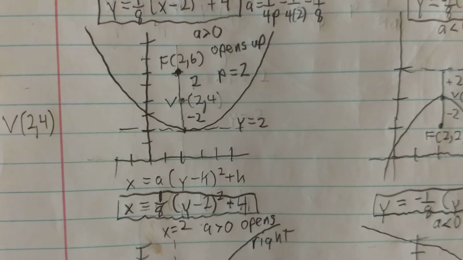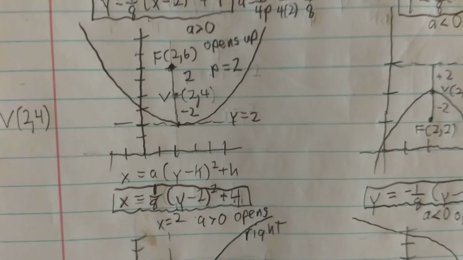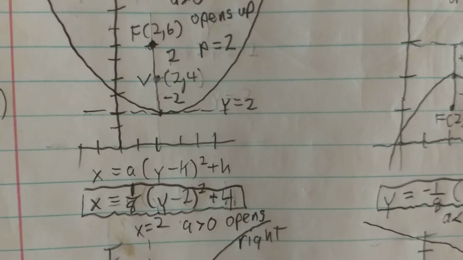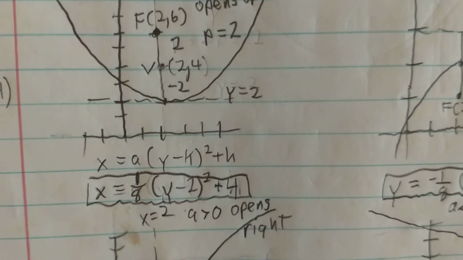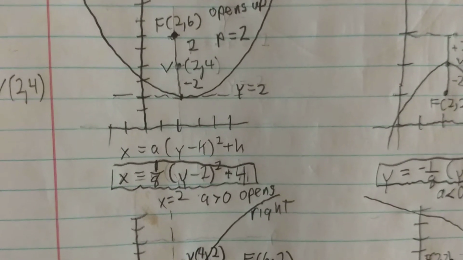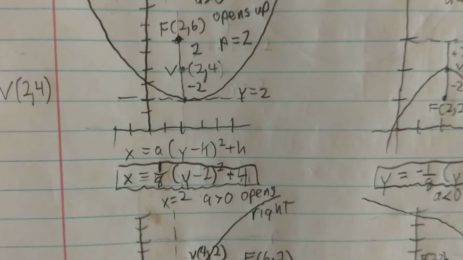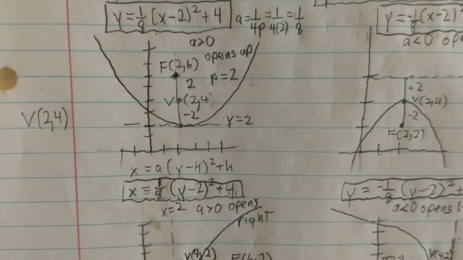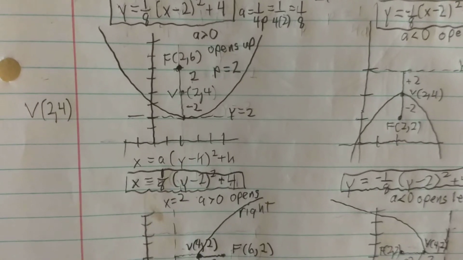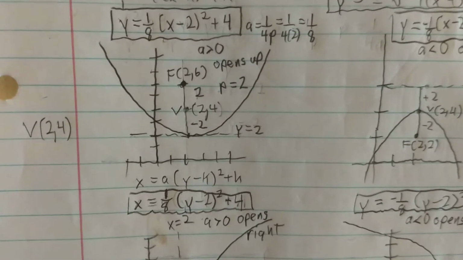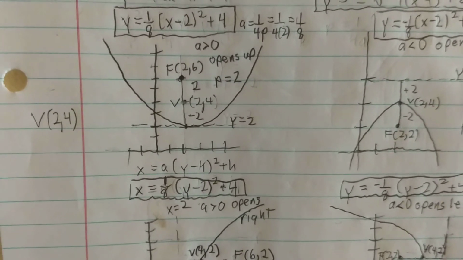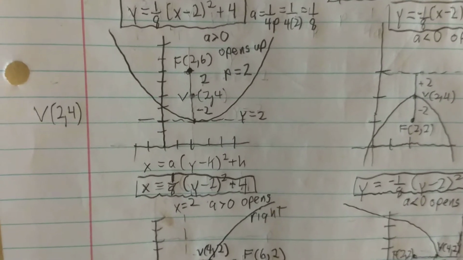So the distance from the vertex to the focus is the p, which is 2. I have my focus at (2, 6), and I go from my vertex (2, 4) down 2 to the directrix line, y equals 2. And so then we have an a of 1 over 4p, or 1 over 4 times 2, which is 1/8. So my equation for opening up from a vertex of (2, 4) is 1/8 (x minus 2)² plus 4.